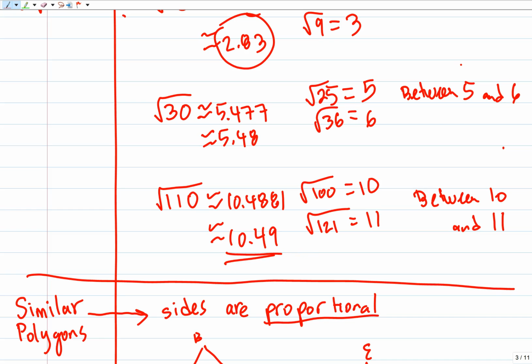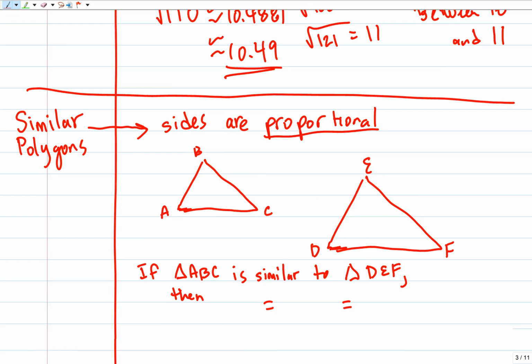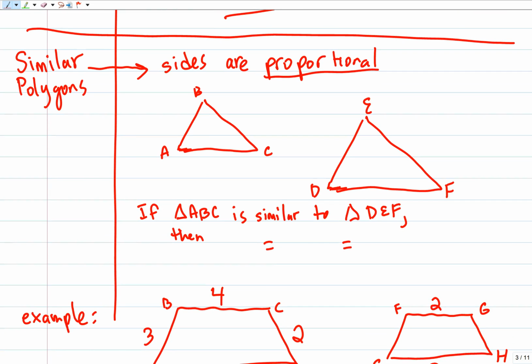We're also going to be dealing with similar polygons. Similar means that they're not the same. It just means that the sides are proportional. So if triangle ABC is similar to DEF, then I can set up a ratio of the sides. This is similar to our last section on the percentages and ratios. I can basically say AB, this right here, is similar to DE.